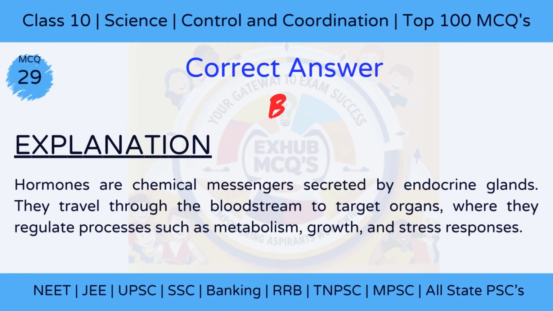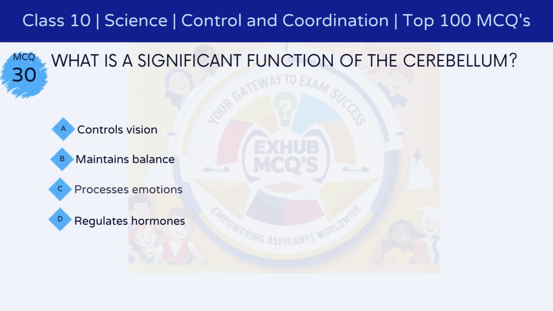The correct answer is option B, through the blood. Explanation: hormones are chemical messengers secreted by endocrine glands. They travel through the bloodstream to target organs, where they regulate processes like metabolism, growth, and stress responses.